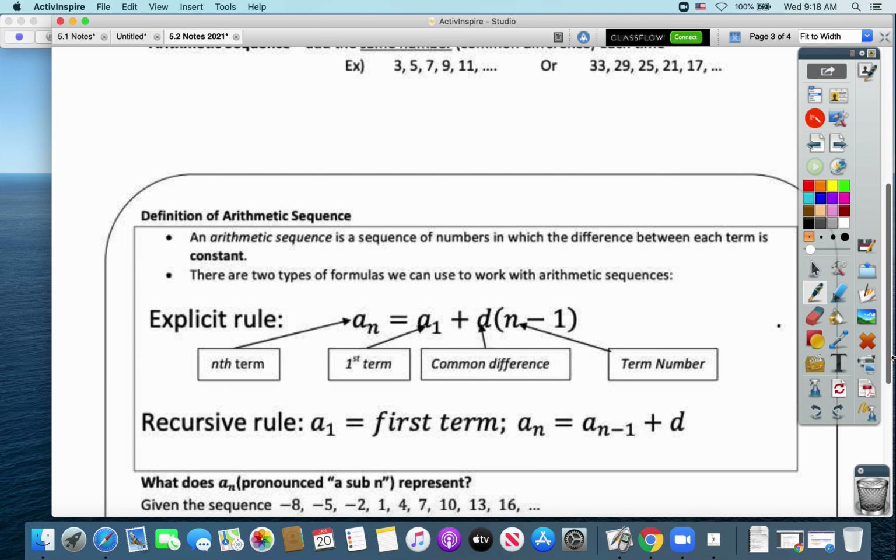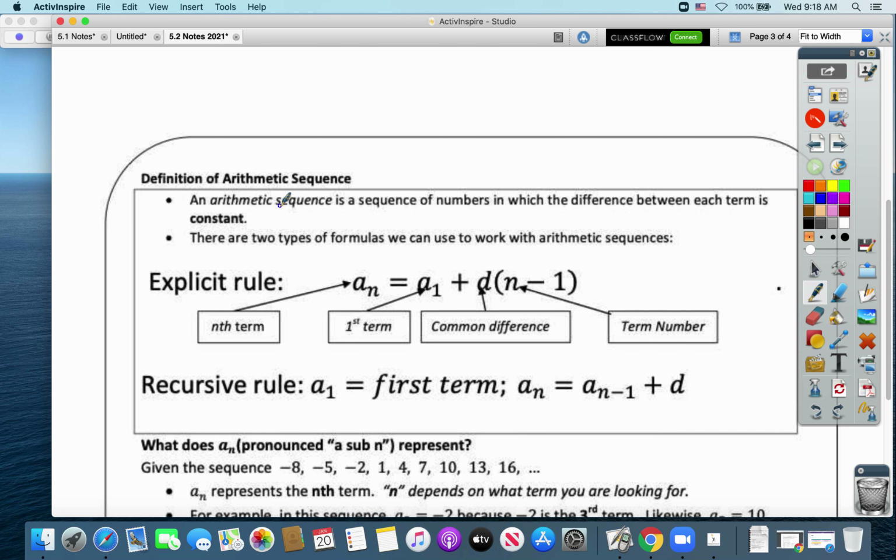So here are the rules again, just written out for you. The explicit rule is one we can use to find any term in the sequence. We start with a sub n, which is our nth term. A sub 1 is our first term, plus the common difference, d, times n minus 1, and n again is our term number. When you actually write the rule, you need two things: the first term, a sub 1, and the common difference, d. Those are the only two things that you're going to plug in.